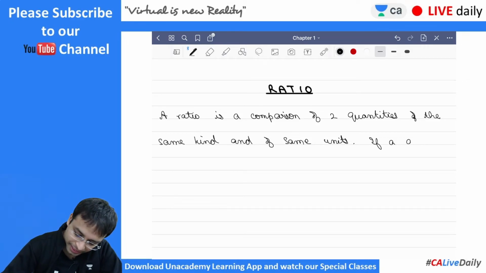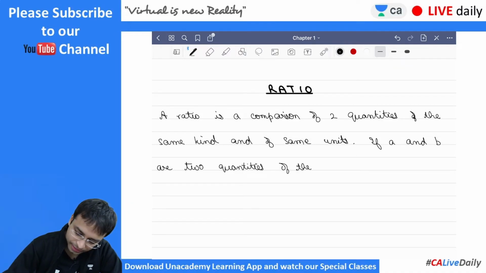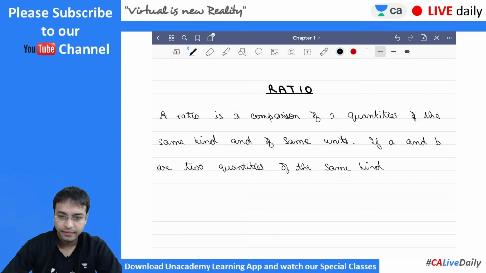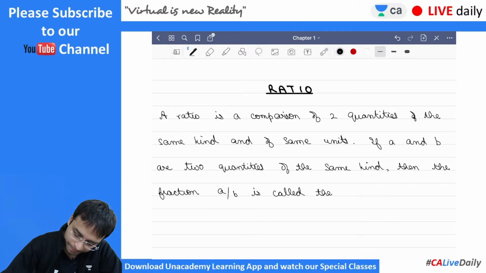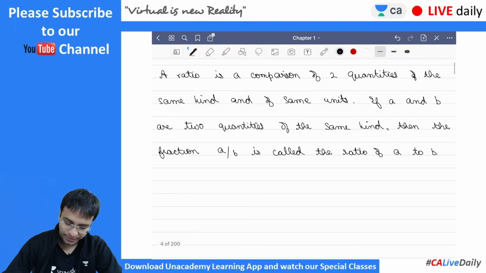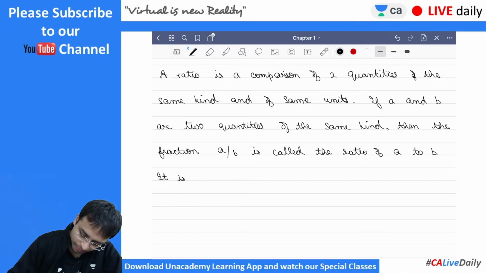So write down, if A and B are two quantities of the same kind, then the fraction A by B is called the ratio of A to B. It is written as A is to B.